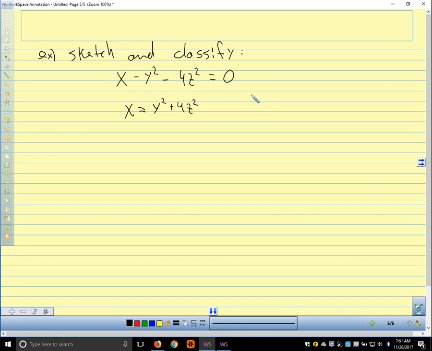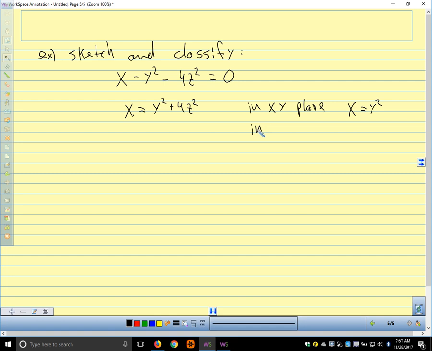And what we're going to do is look at the traces of this surface in the coordinate planes to help us sketch it. So in the xy plane, z equals 0, we get x equals y squared. So there's a parabola. The trace is a parabola in the xy plane. Where the surface intersects the xy plane, it creates a parabola.